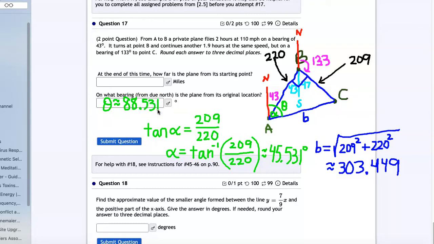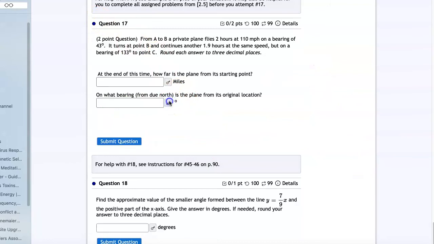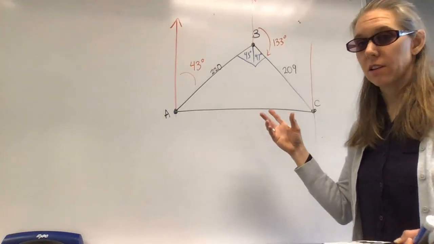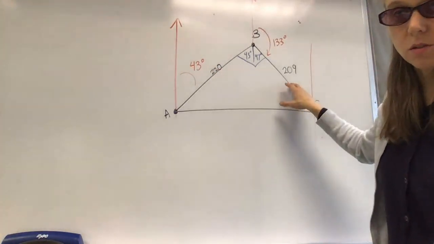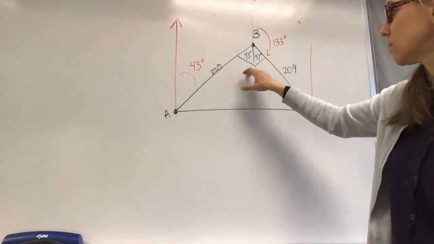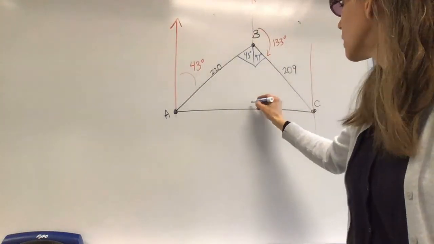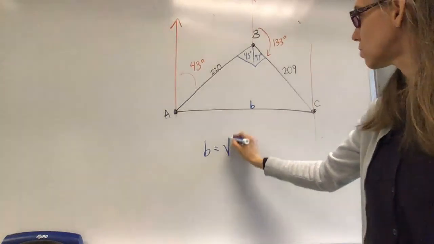And now I'm going to have to erase this to figure this out. So this is 88.531, and this is 303.449. Those are slightly different. Okay, let me see if I can figure out why. Okay, so I'm troubleshooting here. I've redone the diagram here. I'm certain of 220 and 209. I am certain that I came to the correct conclusion about this being a right angle.